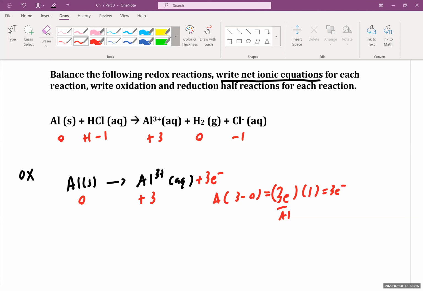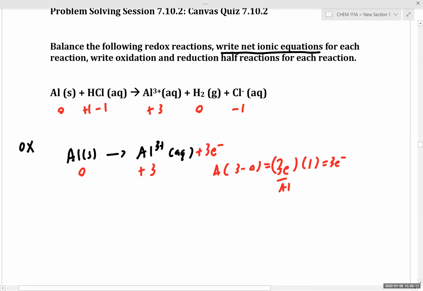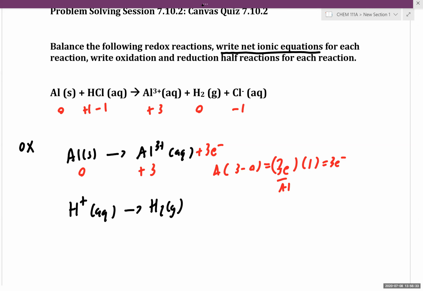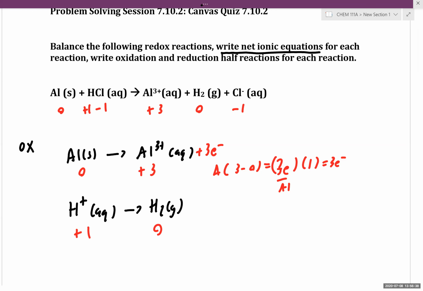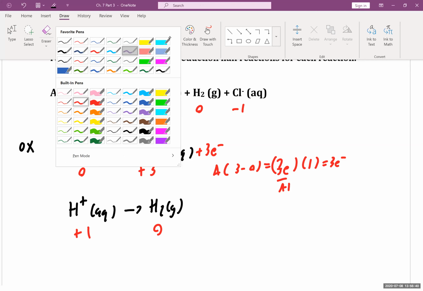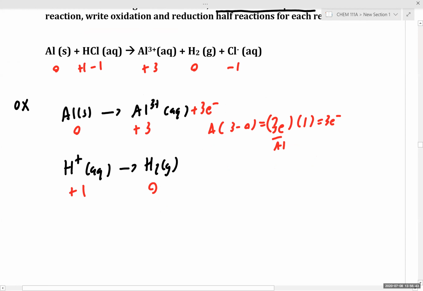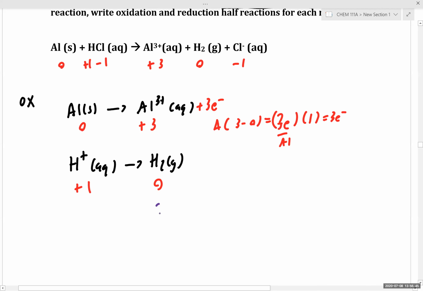Next, let's look at hydrochloric acid. I'm going to separate out the chloride because this is a strong acid. So you're going to have H plus aqueous leads to H2 gas, and we went from an oxidation number of +1 to 0. Before we do anything, we need to balance this equation. We have 2 hydrogens on the right and 1 hydrogen on the left.